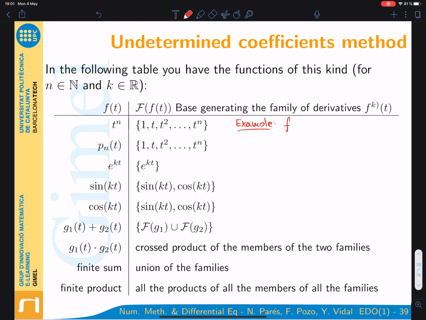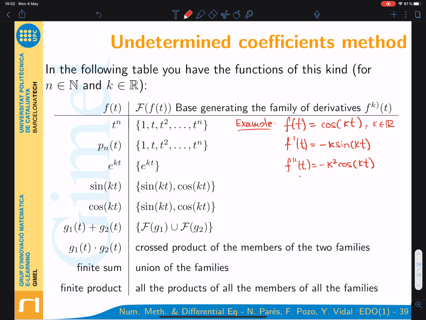Let's say that f of t is cosine of kt. k can be any real number you want, that doesn't matter. Who is going to be f prime? F prime of t is minus k sine of kt, yeah? And who is f prime prime of t? Well, that's minus k squared cosine of kt.